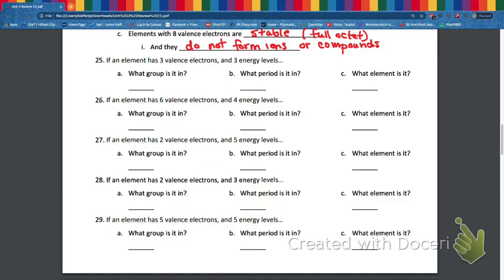So 25 says, if an element has 3 valence electrons and 3 energy levels, what group is it in? The group has to do with the column. So which column has 3 valence electrons that we just filled in up above? 13, yeah. Okay. The period is the number of energy levels. So there's 3 energy levels. So we want to find the element that is in group 13, and the third column is going to be aluminum.